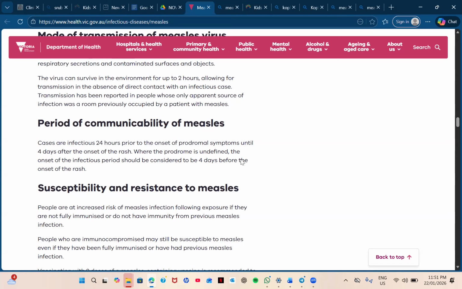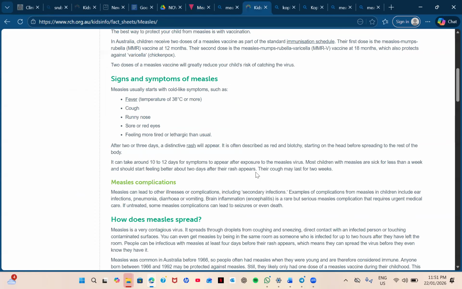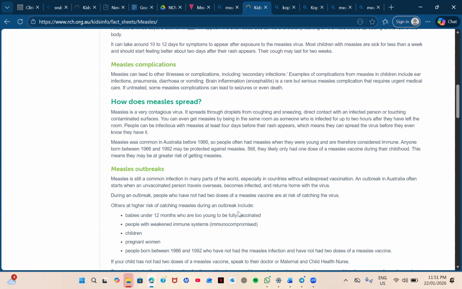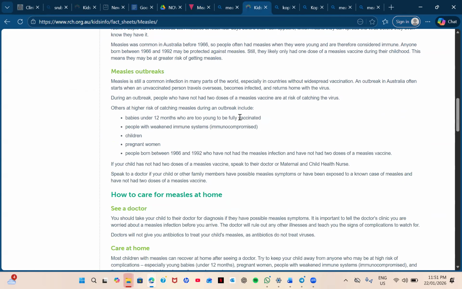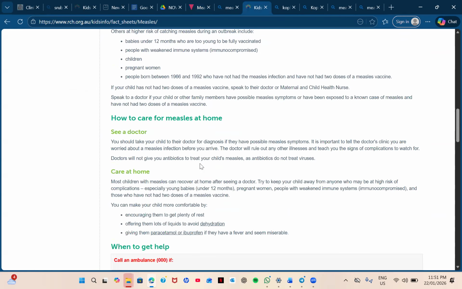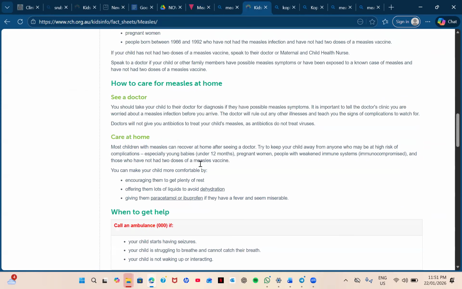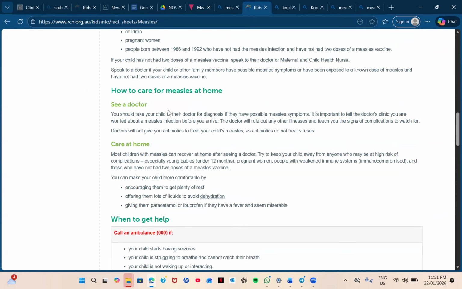Then you should remember the same thing they have mentioned. And there's one more thing you should remember in measles cases. In some cases, one minute, doctors.